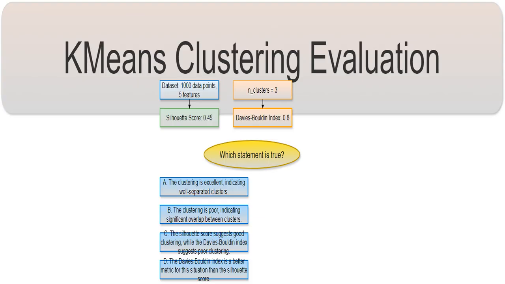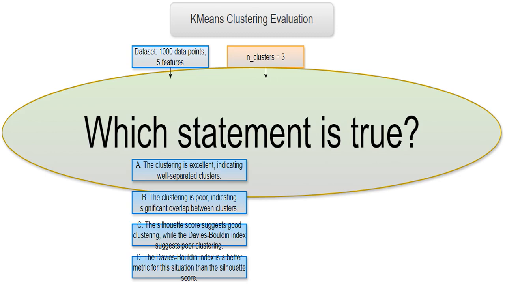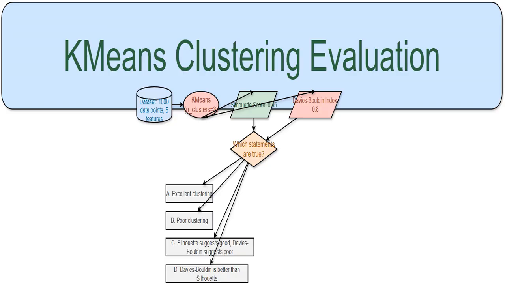I'm using K-means, a popular clustering algorithm in machine learning, to group my data points. I'm evaluating how good this clustering is using 2 different metrics: the silhouette score and the Davies-Bouldin index. Now that I have the scores, I need to determine which statement best describes the quality of my clustering based on these indices. We're evaluating how good a K-means clustering algorithm performed.